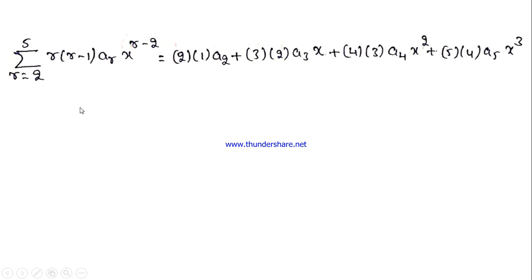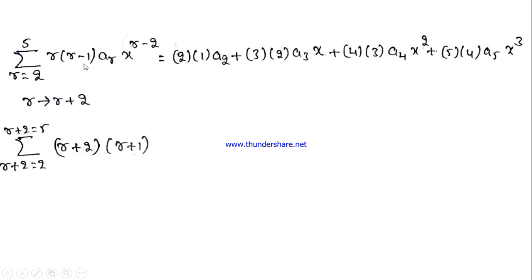Now I will do the operation which I was just suggesting: replace r by r plus 2. So the summation becomes r plus 2 equal to 2 to r plus 2 equal to 5. I should change it here also. Wherever r is there in this expression, I should apply this operation. So here this becomes r plus 2 into r plus 1, and this is a r plus 2, and x power r plus 2 minus 2 becomes x power r.